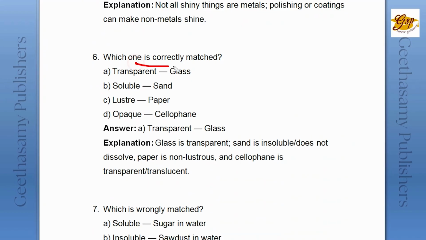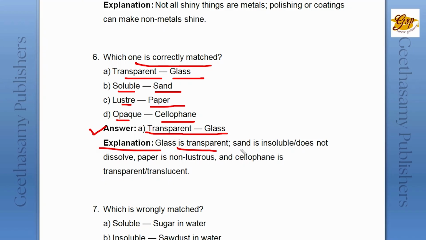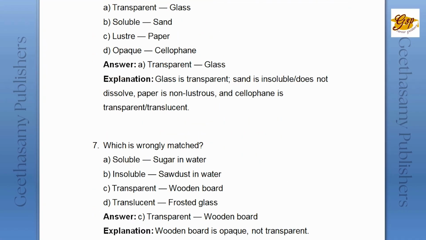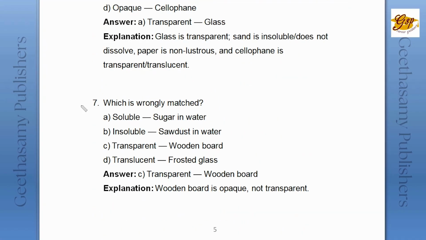Which one is correctly matched? Transparent, glass; soluble, sand; luster, paper; opaque, cell phone. The answer is transparent, glass. The explanation: glass is transparent, sand is insoluble, does not dissolve, paper is non-lustrous, and a cell phone is opaque or translucent. Next is the seventh question.